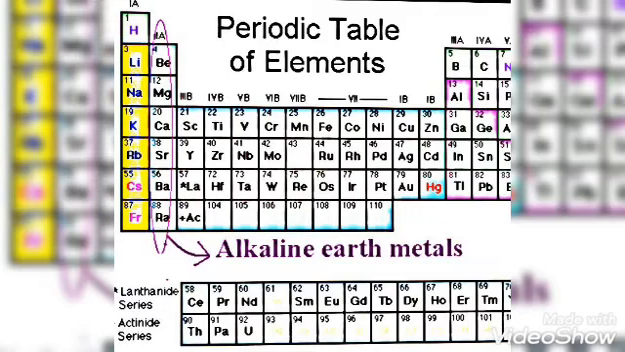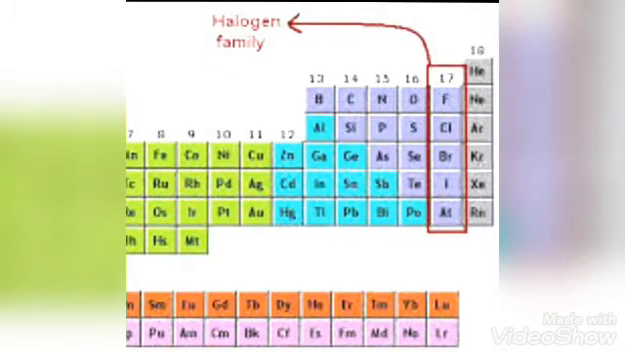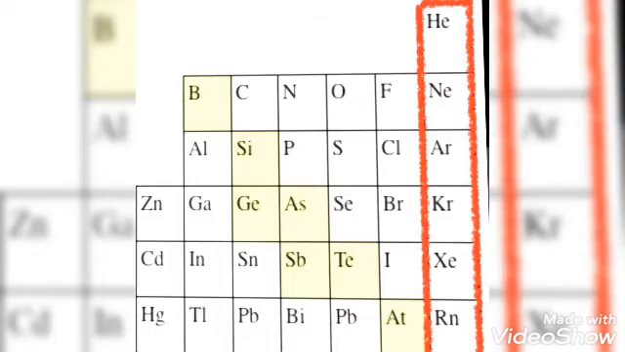Group 17 elements are called halogens. Halogens means sea salt producers. These elements are found in seawater in the form of their salts like sodium chloride, potassium fluoride, potassium chloride, etc. Group 18 elements are called inert gases or noble gases because their outer octet is complete, so they do not take part in chemical reactions, or they are inactive.